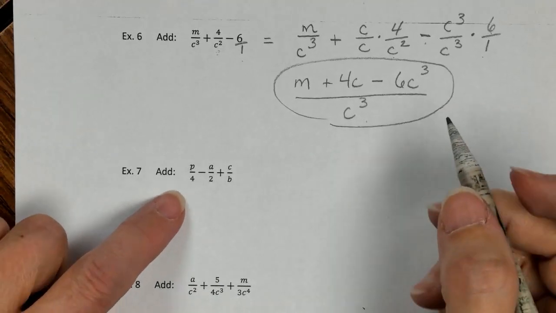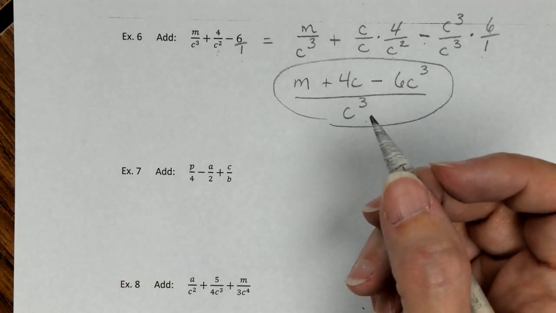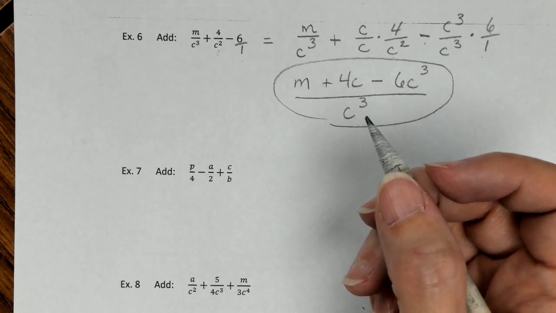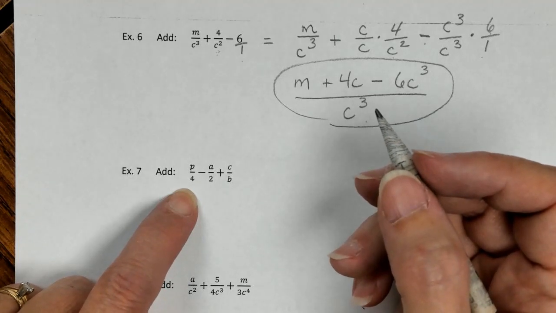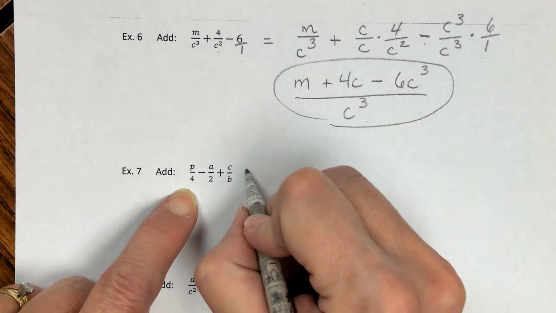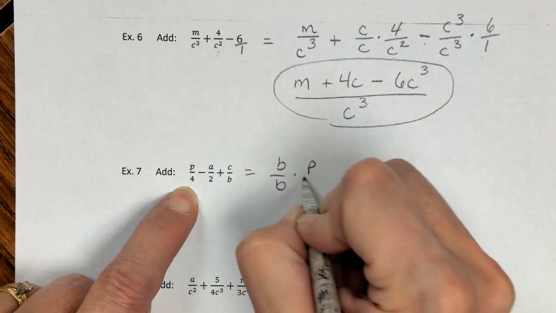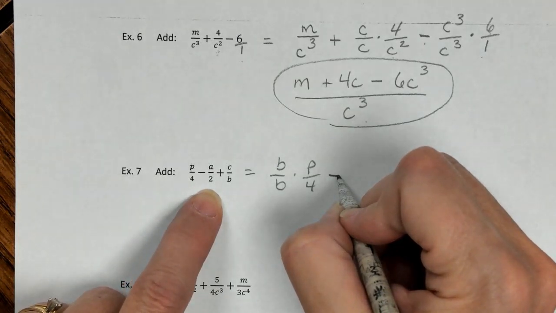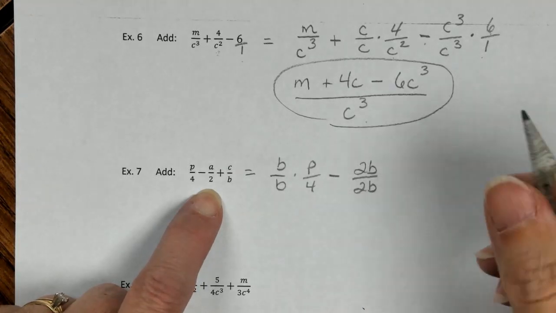Okay, next one. These denominators, we have a 4, a 2, and a b. So the LCM of 4, 2, and b is going to be 4b. All right, and if you need to go back and review how to do LCM, we've just done that recently. 4b will be our denominator. We have a 4 in the first one, we need a b. So b over b times p over 4 minus. We have a 2 here, but we need 4b. So we have to multiply this one by 2b over 2b.